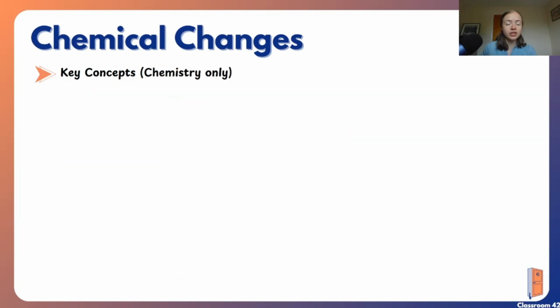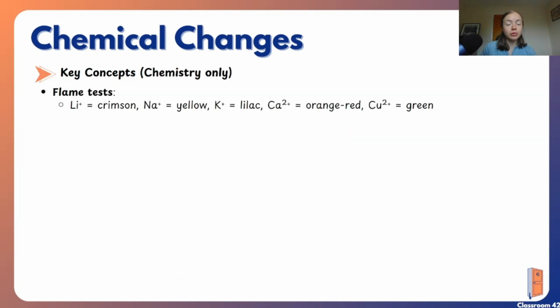So for chemistry only students, you also need to be able to recognise the ions from flame tests. So what colour each of these metal ions produces. So lithium produces a crimson flame, sodium a yellow, potassium lilac, calcium an orange red, and copper a green.